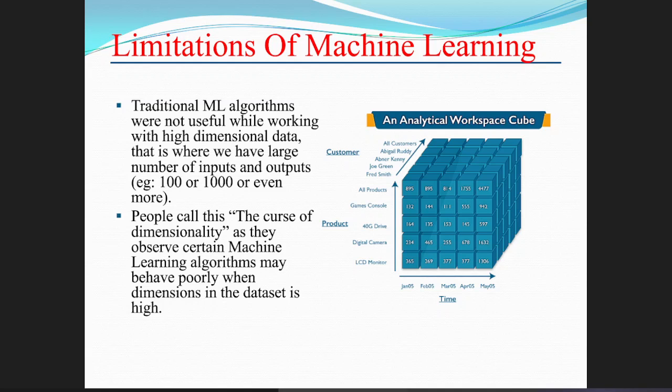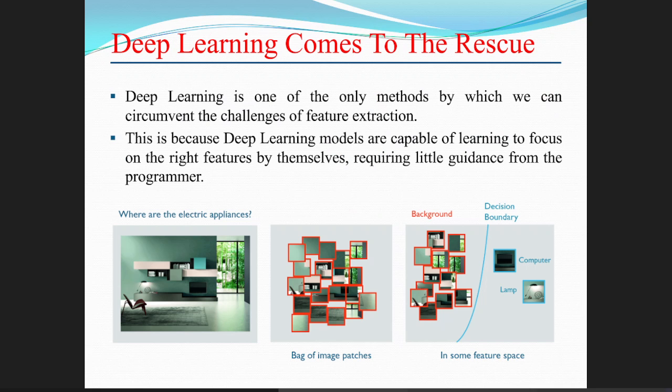People call this the curse of dimensionality, as they observed that certain ML algorithms behave poorly when the dimension of the data set is large. Whenever the dimension of the data set is high, meaning we are working on images or videos, where the dimension is 2, 3, 4, 5, higher dimension, there we prefer deep learning algorithms, not machine learning. When the dimension is less, one dimension of data, then we can go with ML algorithms. So when the dimension is large, we go with deep learning algorithms, right?